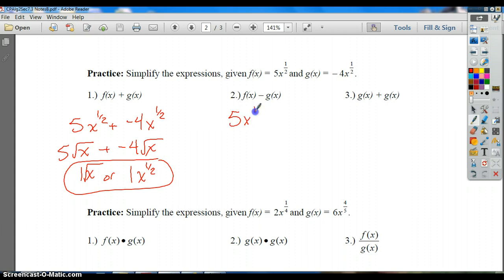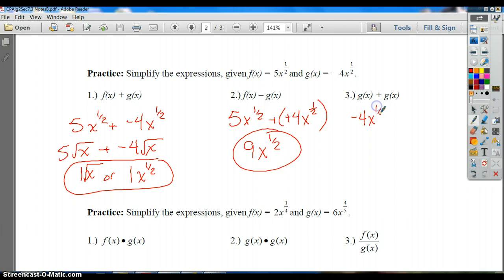So going with the same idea here, this time we're going to actually be subtracting that negative 4x to the 1/2. So basically this becomes plus, and we're looking at 9x to the 1/2. Then the last one, we have g of x plus g of x. So if we actually go through this, this would be negative 8x to the 1. And we can add those because the bases and the exponents are the same, they match up. So we can actually do that addition. And the exponents do stay the same.